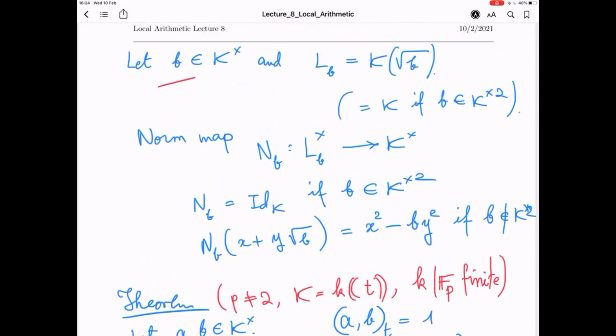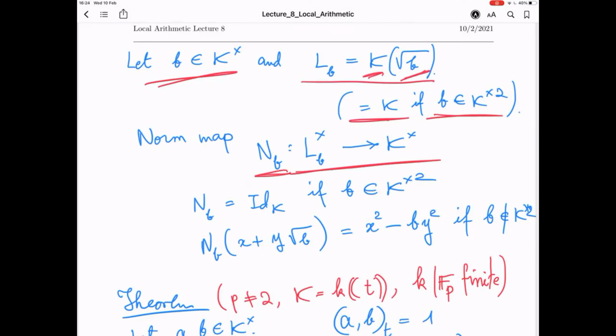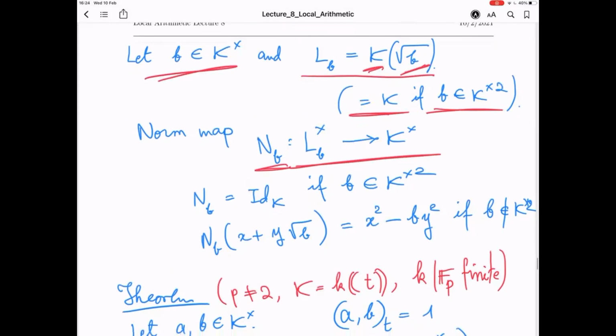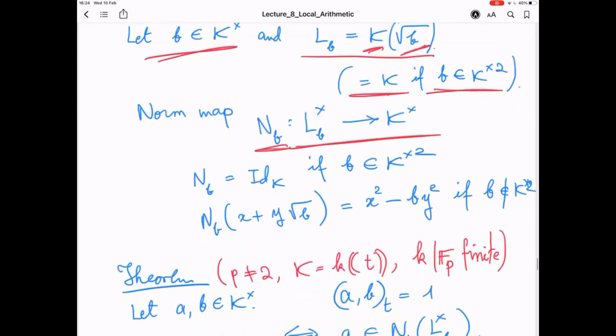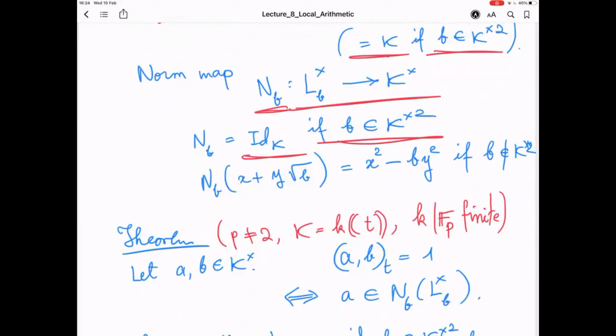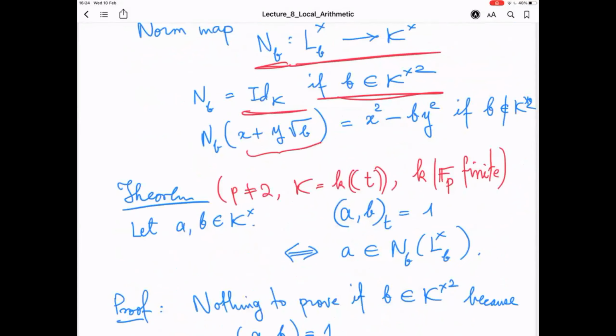So, for any b in k star, I denote by lb the extension of k obtained by adjoining a square root of b. So, of course, this is equal to k itself if b is a square. In any case, I denote by nb the norm map from lb star to k star. It's just the identity map if b is a square. And it's the map which sends x plus y root b to x squared minus by squared if b is not a square.